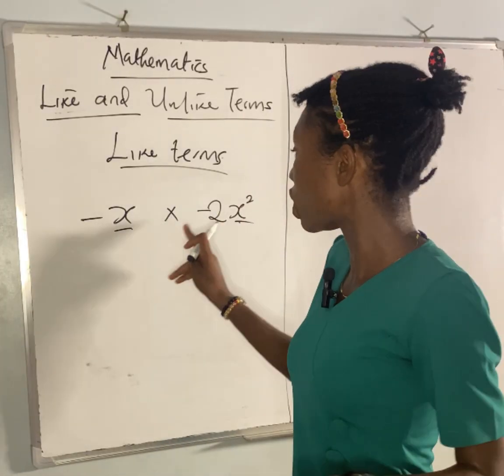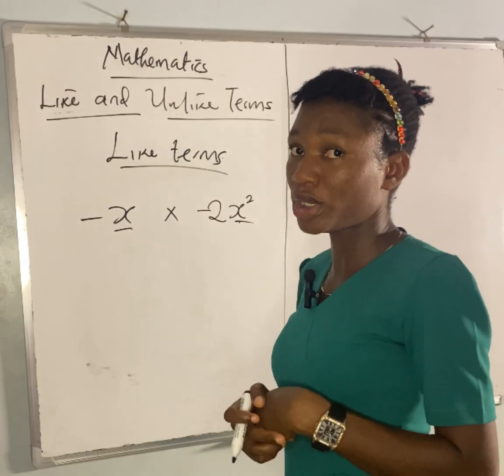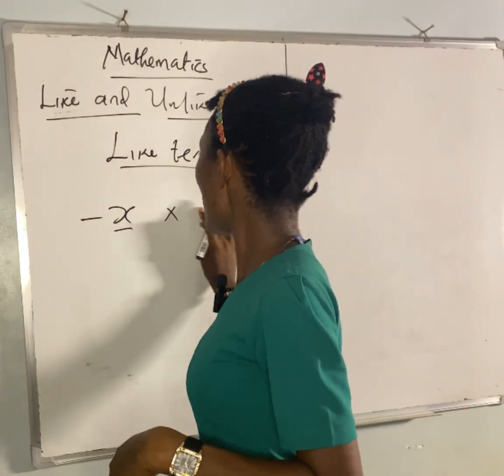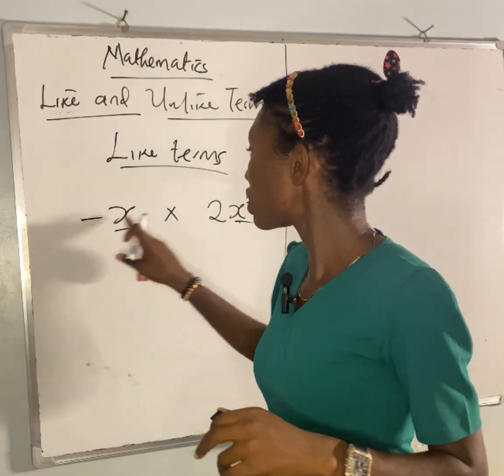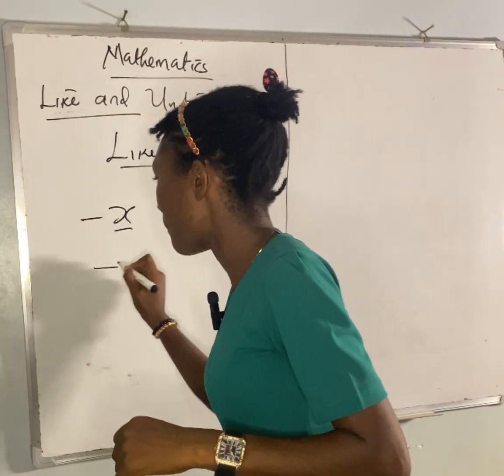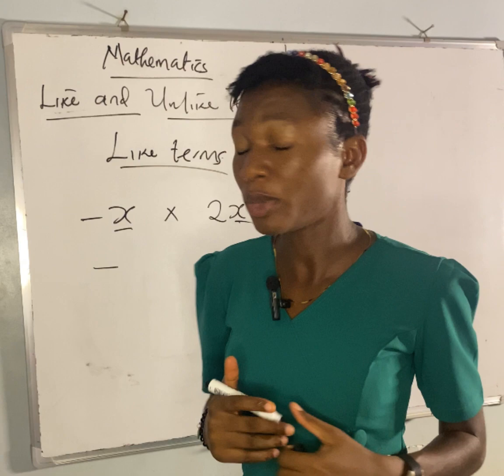If it were negative, you will always see the minus after the multiplication sign, okay. So now we have minus, the sign here is plus, so you start from the sign. Minus times plus will give you what? Minus. This is how you start multiplying.